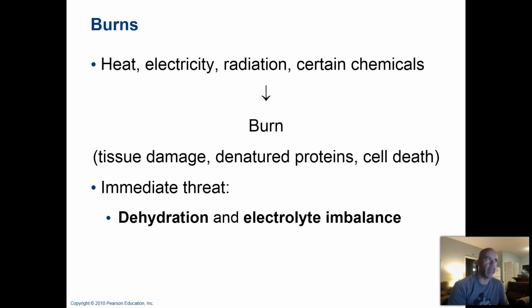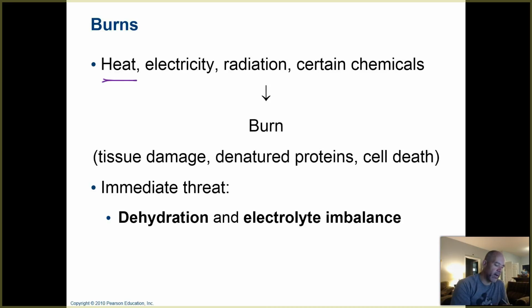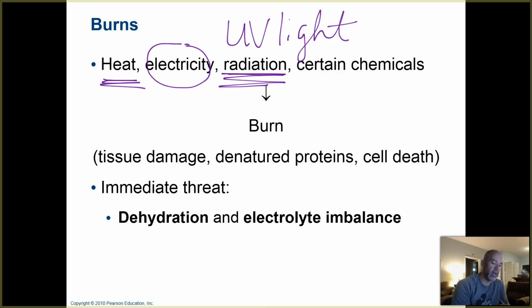All right, so what do we mean by a burn? Of course, that's going to be some type of damage to the body that can be caused by heat, obviously, like from flames, electricity. You can have electrical burns that damage the body. Radiation can cause burns. That's including UV light, which is a type of radiation from the sun that can cause sunburn.